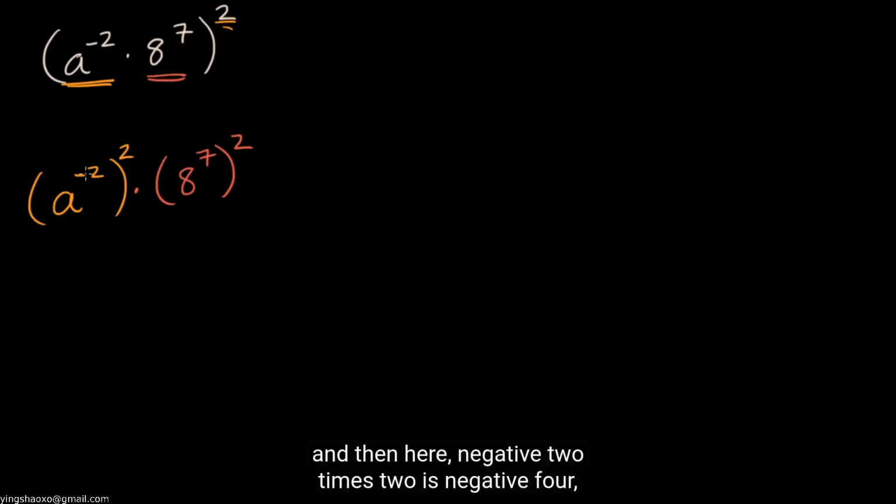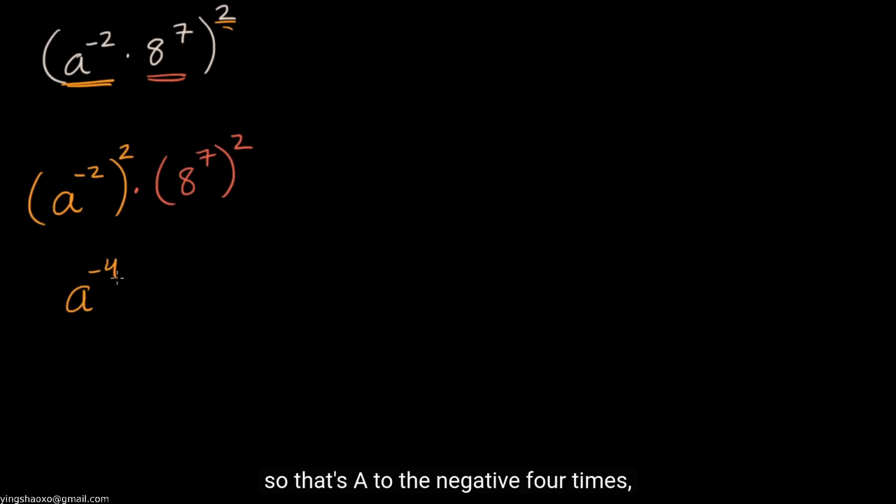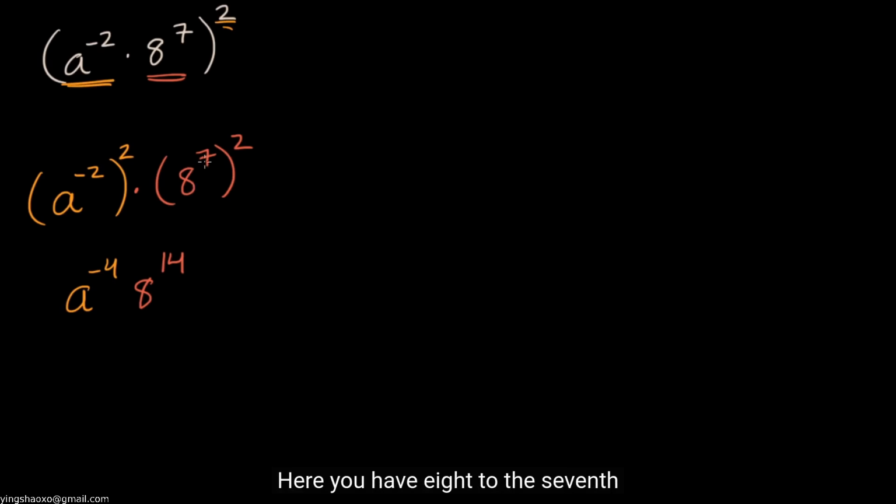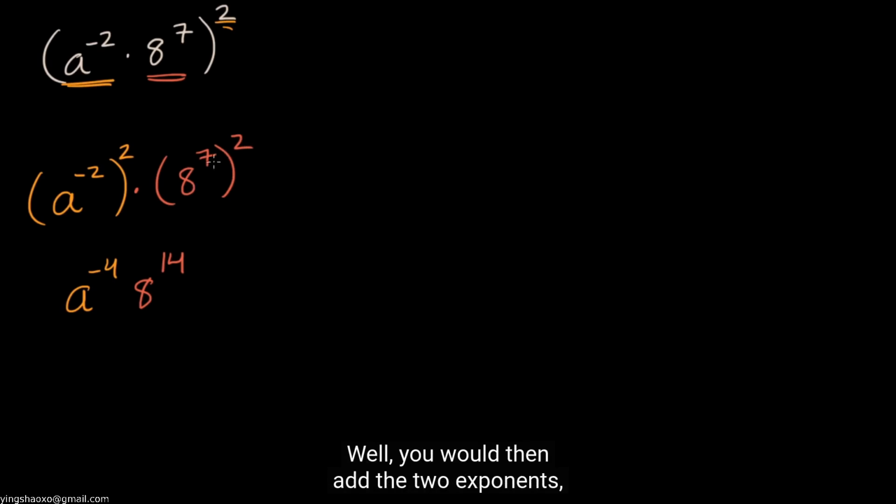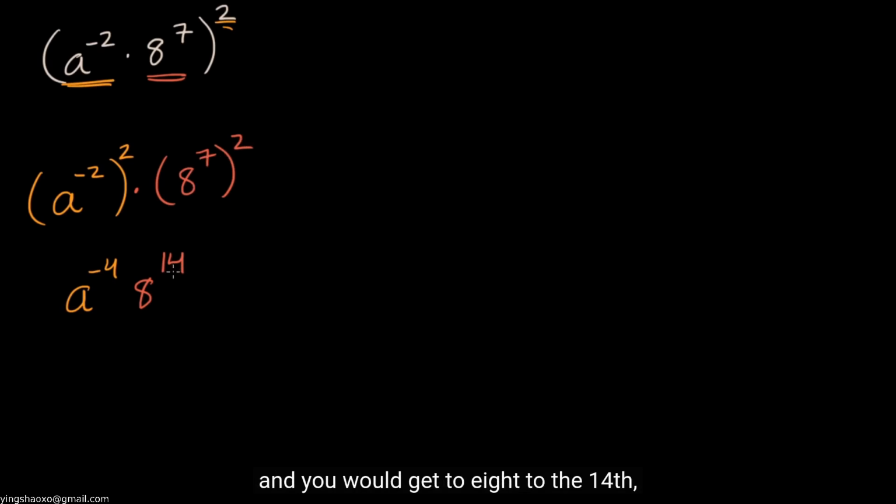And then here, -2 times 2 is -4. So that's a to the -4 times 8 to the 7 times 2 is 14. 8 to the 14th power. In other videos, we go into more depth about why this should hopefully make intuitive sense. Here you have 8 to the 7th times 8 to the 7th. Well, you would then add the two exponents, and you would get to 8 to the 14th.